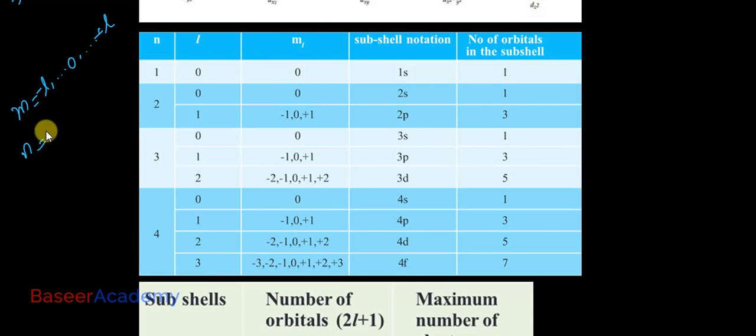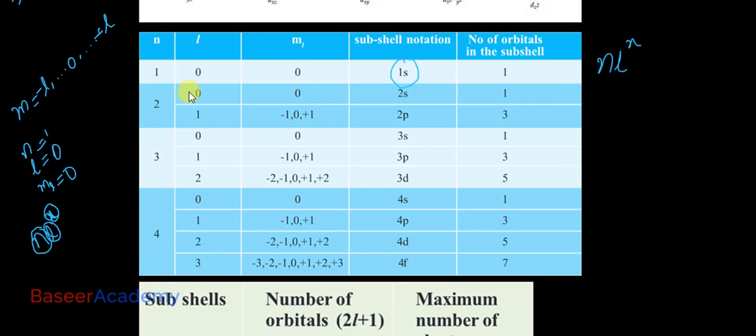Now, N is equal to 1. Let us only read the very first row, which is white in color. N is equal to 1 here, L is 0. So what is the subshell notation? The subshell notation will be 1s. Why? Because we denote the subshell by this NL. This N is our principal quantum number. This L is our angular momentum quantum number, which is used to denote the subshell.